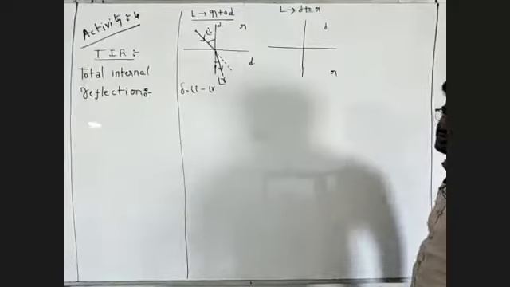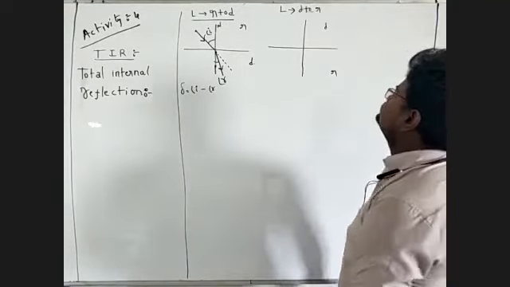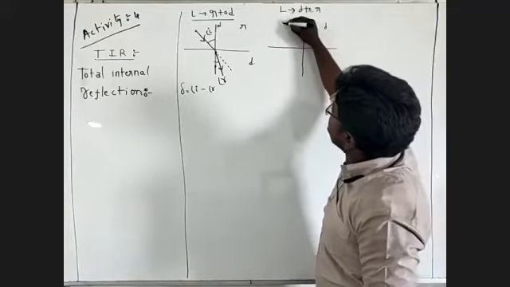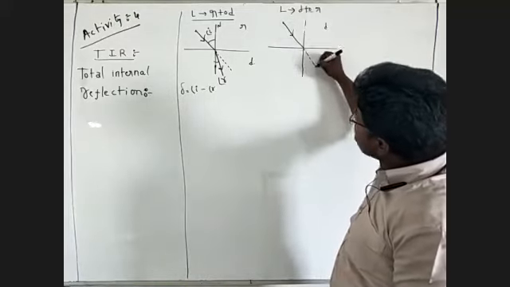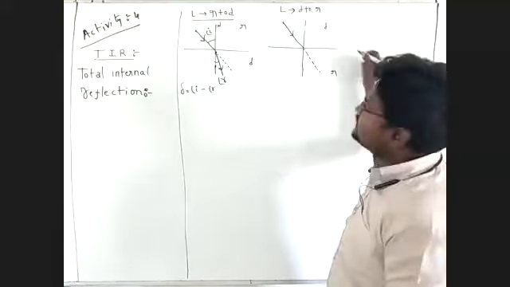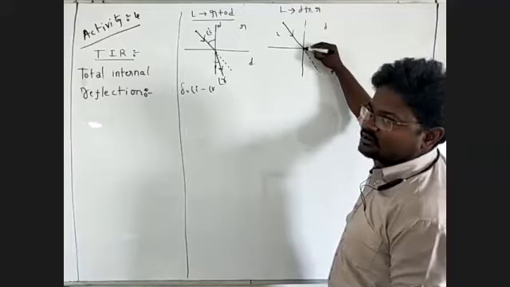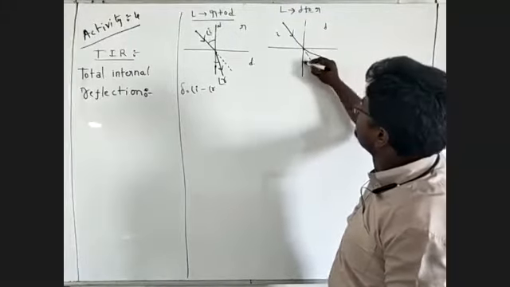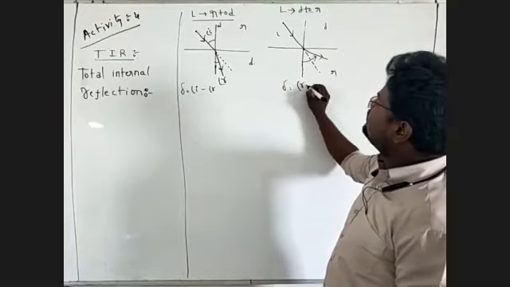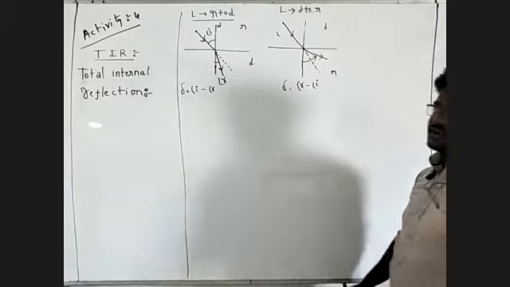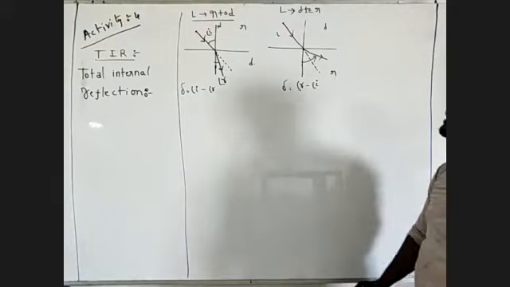Now, the second situation: light travels from a denser medium to a rarer medium. This is the beam of light traveling towards another medium. This is the actual direction of the incident ray, but the refracted ray bends away from the normal. Deviation is equal to the angle of r minus the angle of i. The refracted ray moves away from the normal.